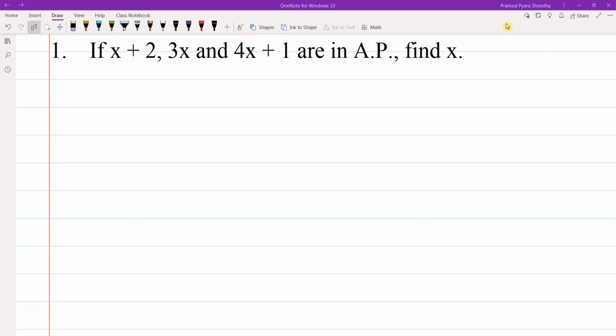Today we are going to solve this one problem from arithmetic progression. And the question goes like, if x plus 2, 3x and 4x plus 1 are in AP, find the value of x. So here we have to find out the value of x. Now let's solve this one. First of all, let me write the solution.